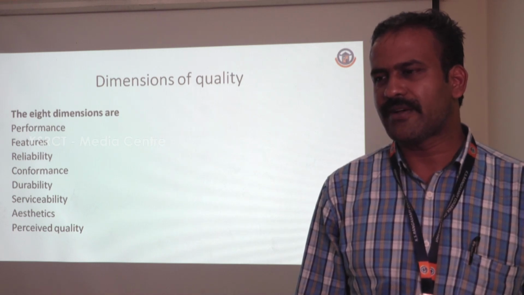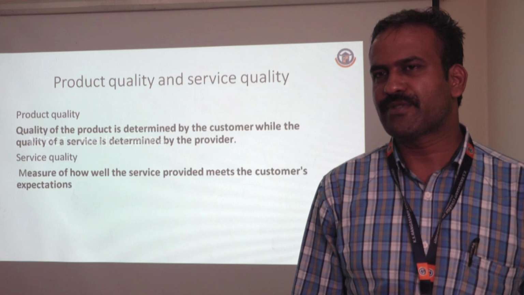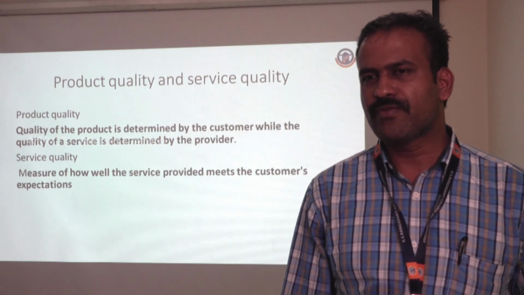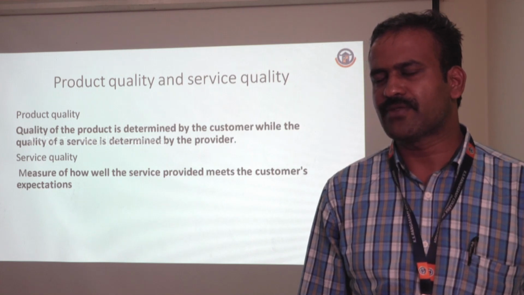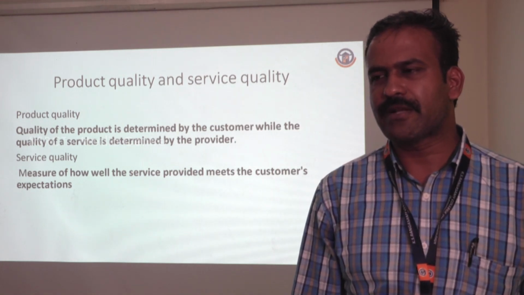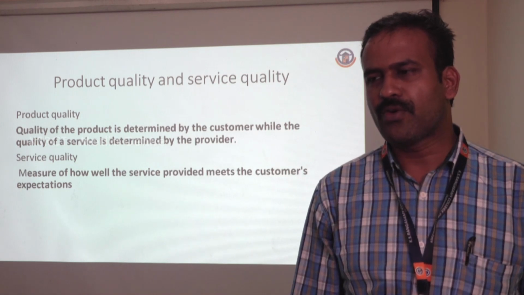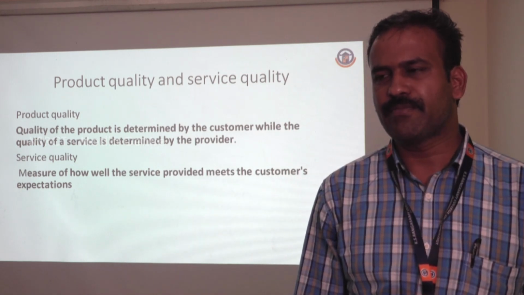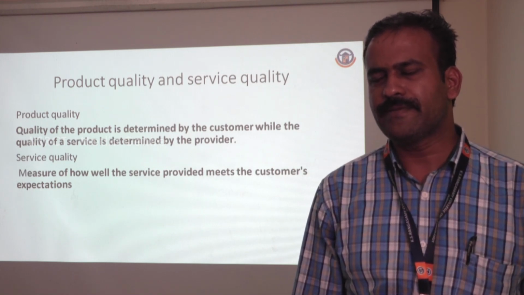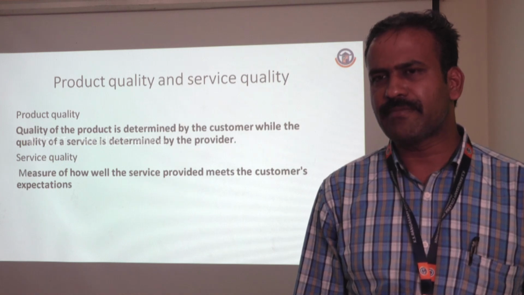Easily we are covering the customer. That is the last dimension of the quality. The next one is product quality and service quality. What is product quality? What is service quality? Product quality means the quality of the product is determined by the customer, while the quality of service is determined by the provider. So service is provided by ourselves, meaning the company or industry, but the quality is determined by the customer.